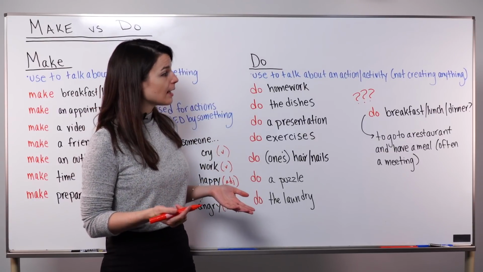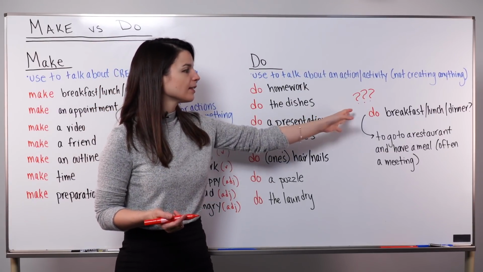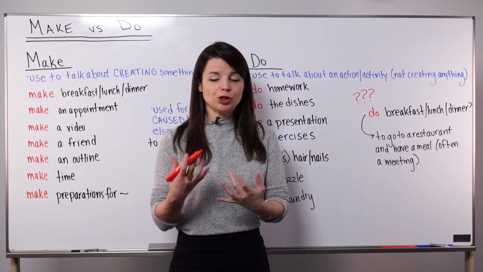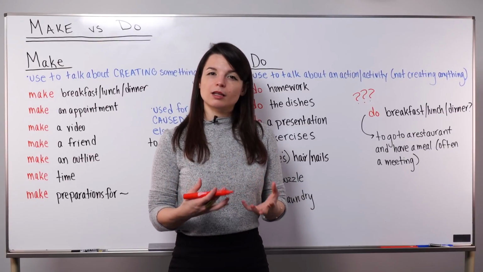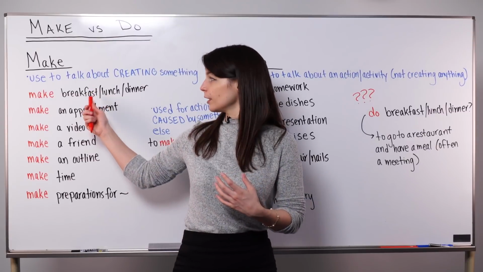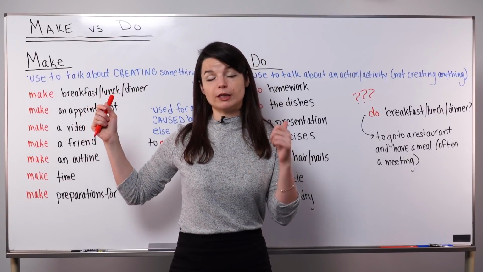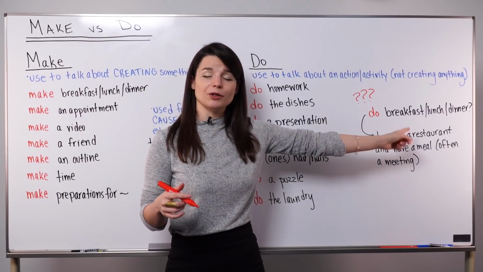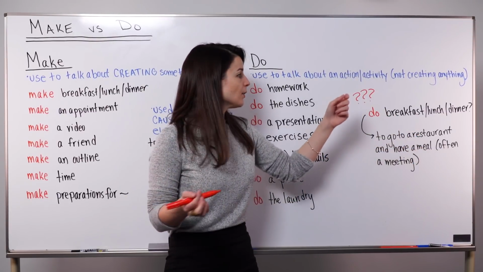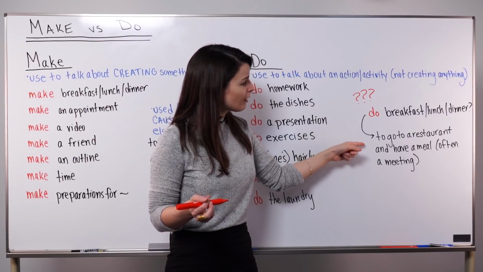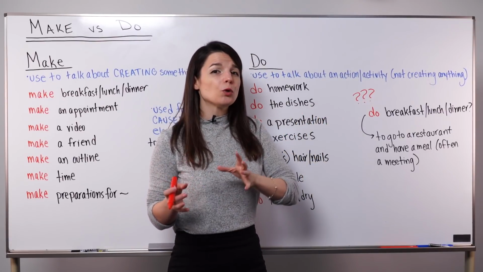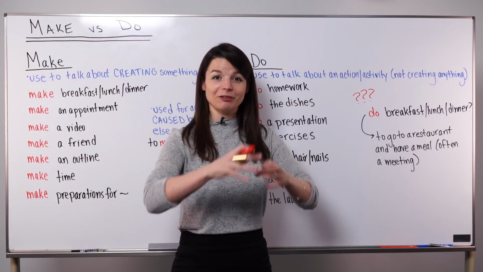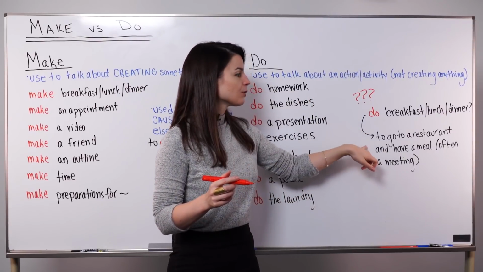I want to end then with this point to say that this is just an example of how sometimes do could be used in a way that seems confusing. So I talked over here about the expression make breakfast, make lunch, make dinner. But another common expression is do breakfast or do lunch or do dinner. So what does that mean? Here, the answer is it means to go to a restaurant. So the speaker is not actually creating the food there. It's usually used for a meeting.